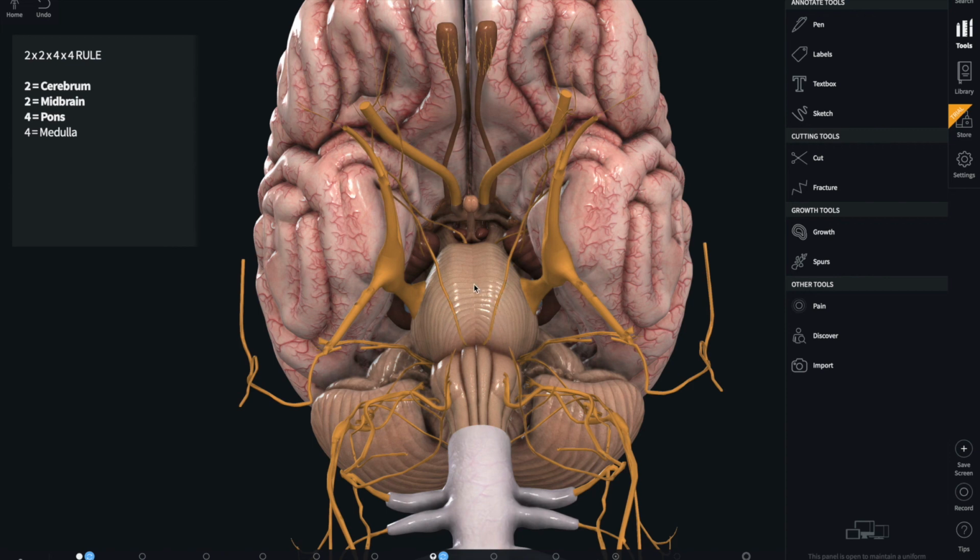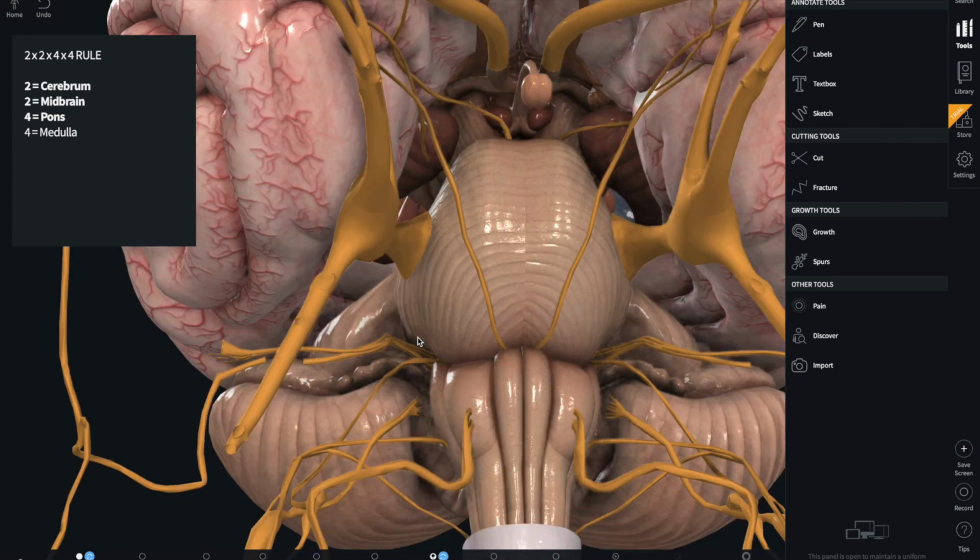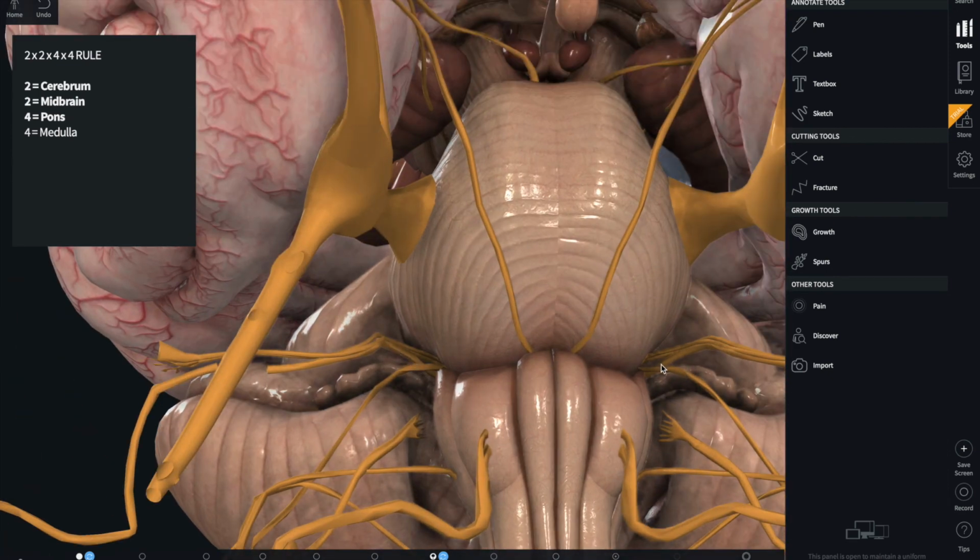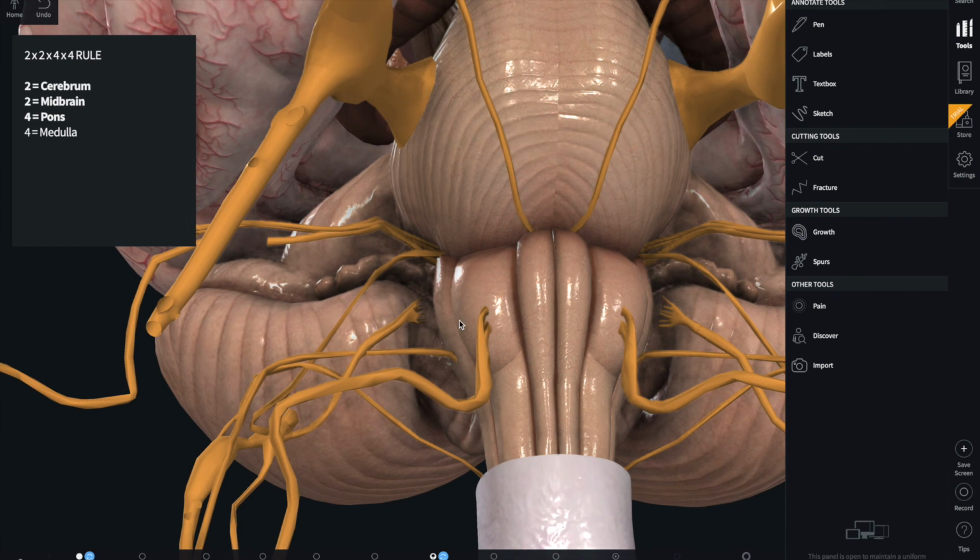cranial nerve number 7, the facial, cranial nerve number 8, the vestibulocochlear, those 2 running together, you can see it better there, cranial nerve number 9, the glossopharyngeal, cranial nerve number 10, the vagus, cranial nerve number 11, the spinal accessory, and cranial nerve number 12, the hypoglossal.